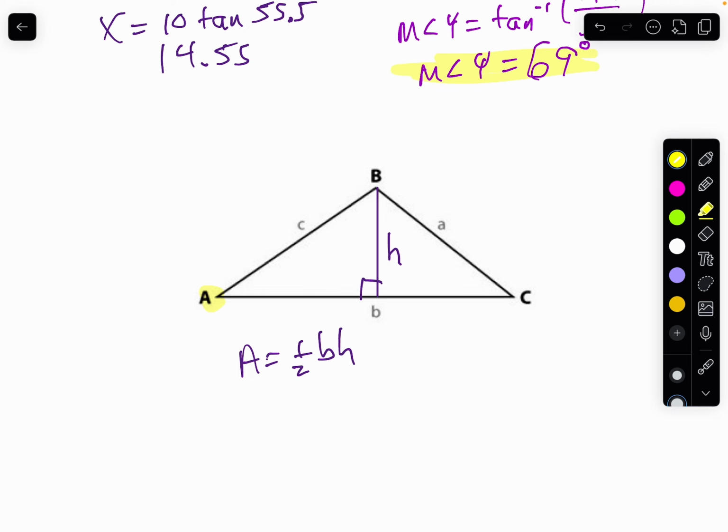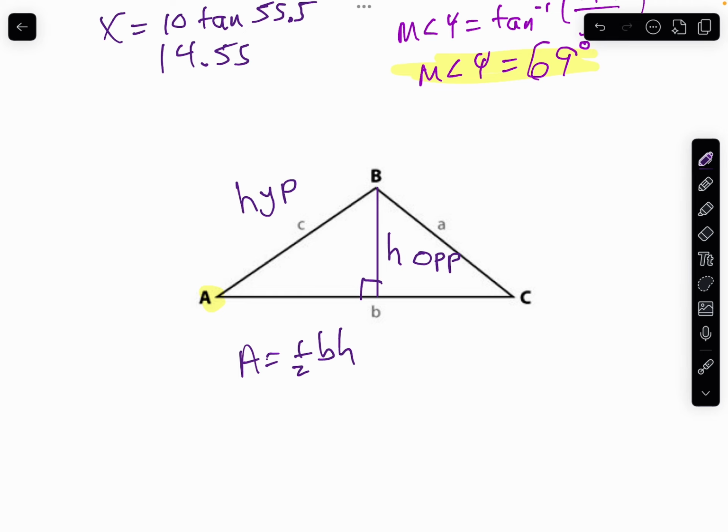Well, in angle A, h is the opposite, and B is my whole length, so I'm not going to use B. I'm going to use C. And A isn't in my triangle on the left, so that's going to make C my hypotenuse, isn't it? I've got to be careful because angle A is not the area. I'm going to erase A here and write area, so we don't get those two mixed up.